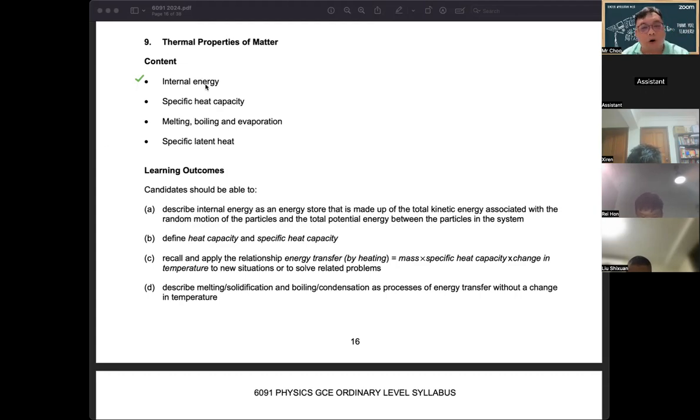For all matter, they always have internal energy. It's internal energy as an energy store that is made up of two things. So let me write down here. Internal energy of every metal is made up of two things.